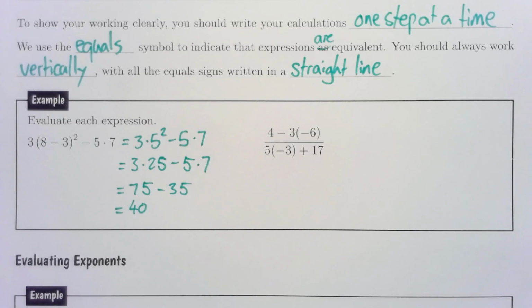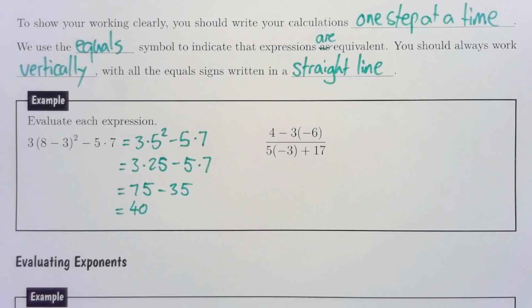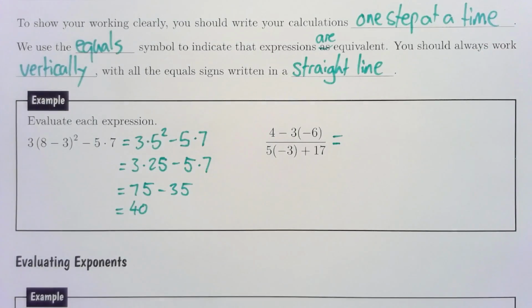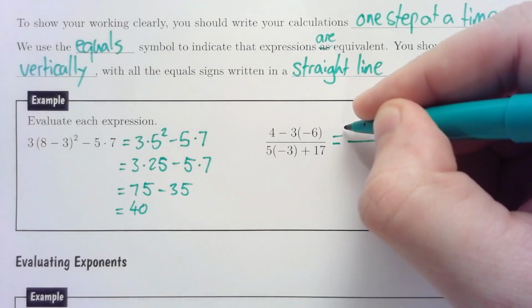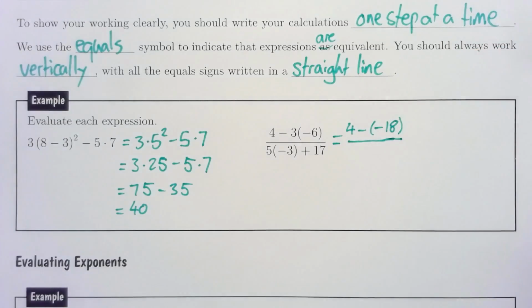However, there is another grouping symbol here. The fraction can only be evaluated once the numerator and denominator are each evaluated separately. So let's follow the order of operations to evaluate both of these. In the numerator, there's no exponents, but there is a multiplication, so we can do that. 3 times negative 6 is negative 18.